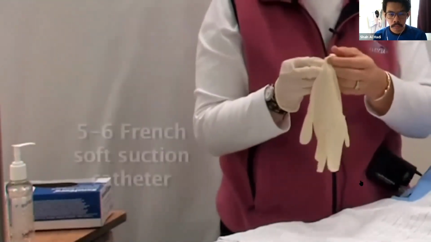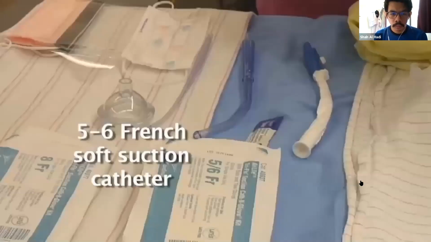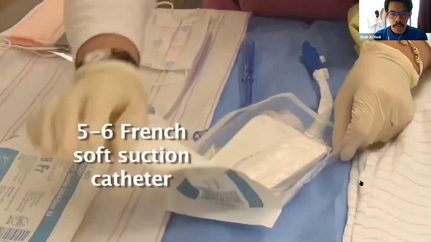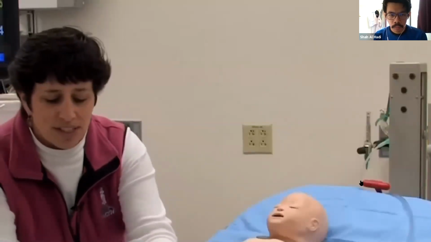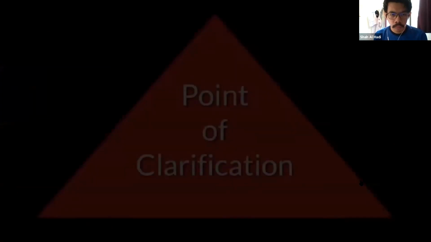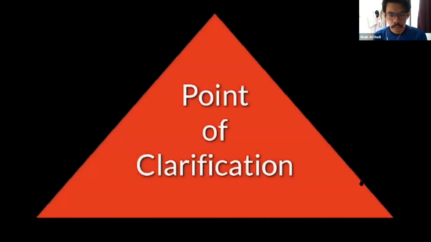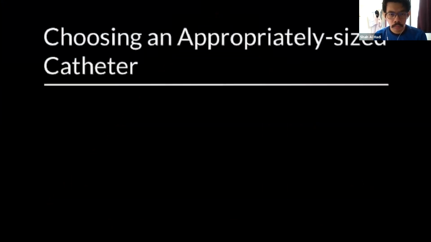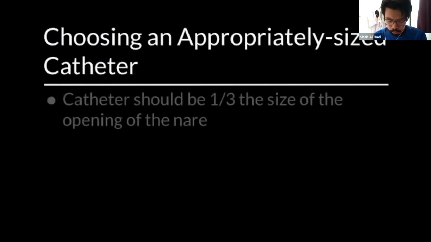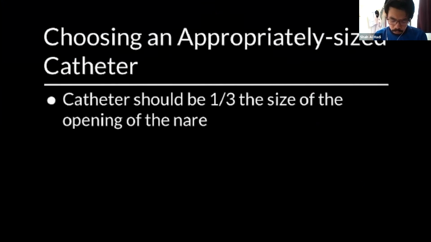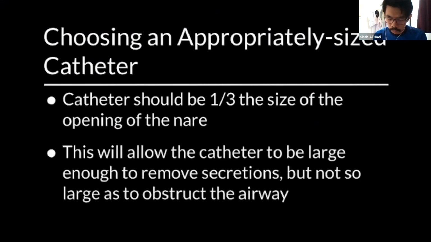I'm going to go ahead and use a size 5-6 soft suction catheter to suction this baby. You might use a larger catheter such as an 8, 10, or 12, depending on the size of your patient. Point of clarification: choosing an appropriately sized catheter. It is important to select the appropriately sized catheter for your patient based on the size of his or her nares. The catheter should be 1/3 the size of the opening of the naris. This will allow the catheter to be large enough to remove secretions, but not so large as to obstruct the airway.